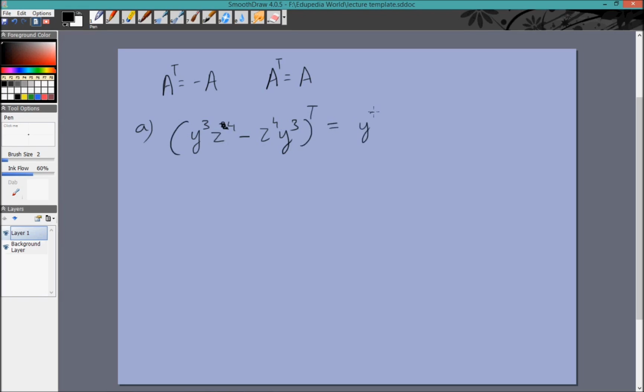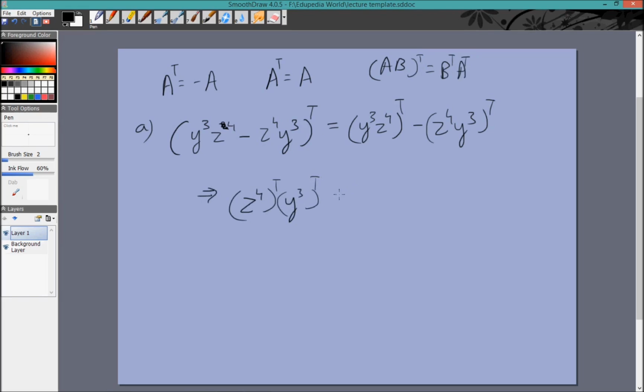That will be (y cube z to the power 4) transpose minus (z to the power 4 y cube) transpose. And we also know that AB transpose is equal to B transpose A transpose, right? So that gives me z to the power 4 transpose y cube transpose minus y cube transpose z to the power 4 transpose. Now z to the power 4 transpose is the same as z transpose to the power 4, right? And z transpose is equal to z and y transpose is equal to minus y, because z is symmetric and y is skew symmetric.